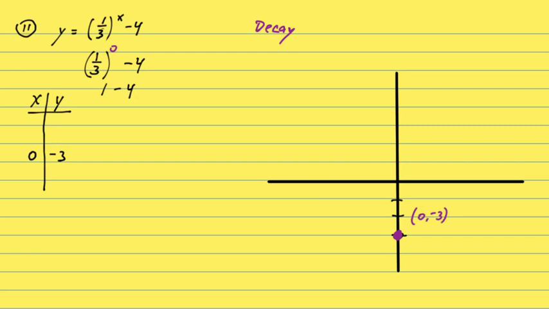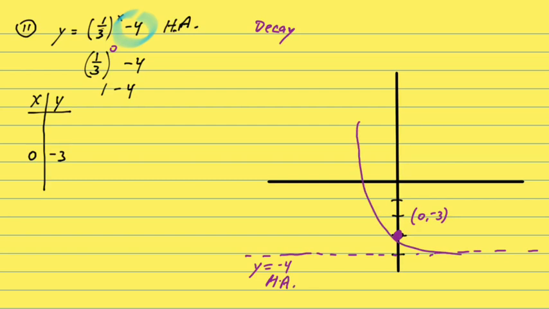0, negative 3. Now, did I tell you that whatever is added or subtracted at the end is what's called your horizontal asymptote? So your horizontal asymptote is going to be at negative 4. So you have y equals negative 4 as your horizontal asymptote. If you know it's decay, you could probably just sketch it right there. Don't go through the asymptote.